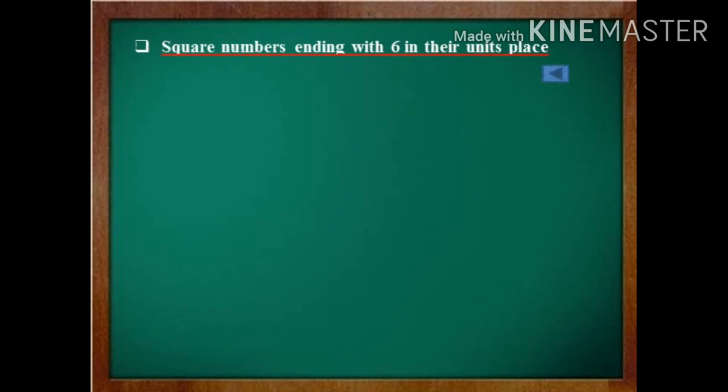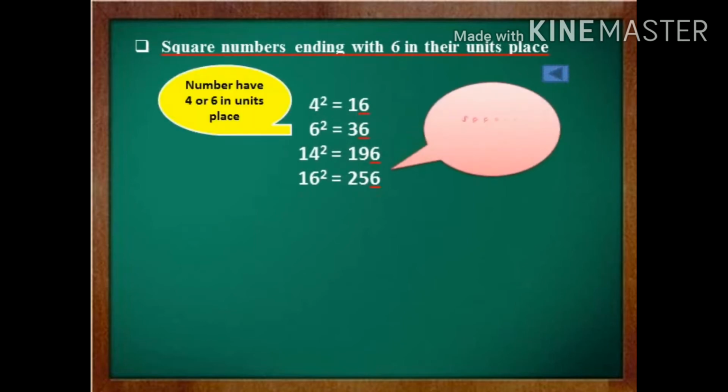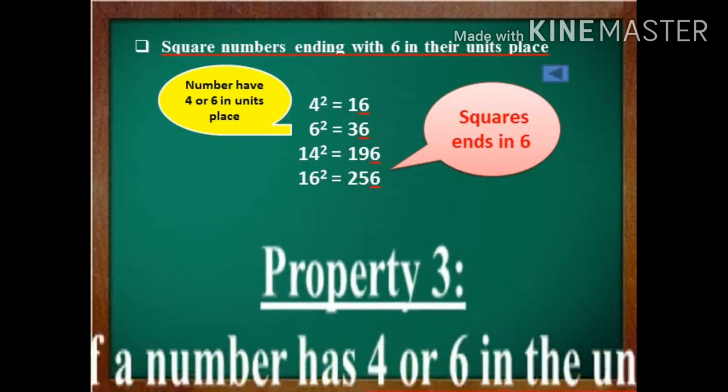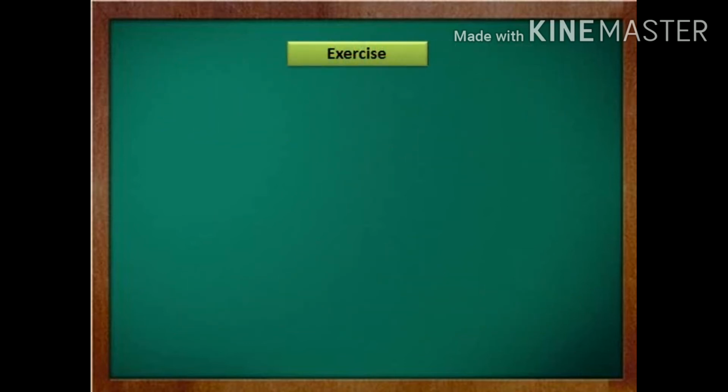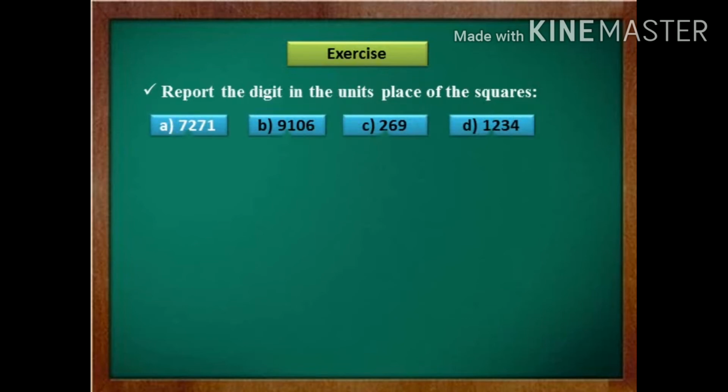Square numbers ending with 6 in their units place. Numbers that have 4 or 6 in the units place will have squares that end in 6. This is property 3. If a number has 4 or 6 in the units place, then its square ends in 6. Report the digits in the units place of the square.